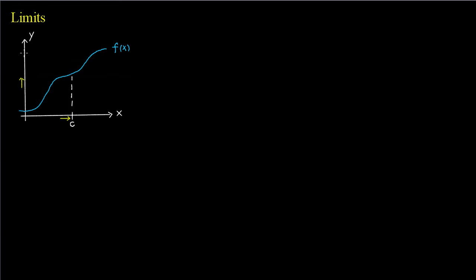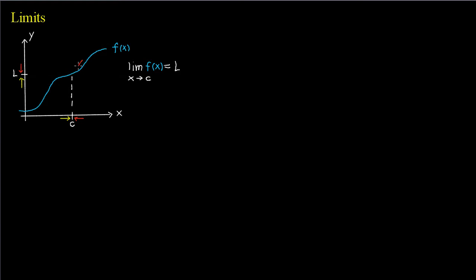And if we do the same thing, but this time from the right instead, we can see that as x approaches c, the function seems to approach the same value as before. This value, which the function seems to approach as the x value approaches c, is called the limit. And the way we would denote this is by writing lim, which is short for limit, of f of x as x approaches c is equal to L.